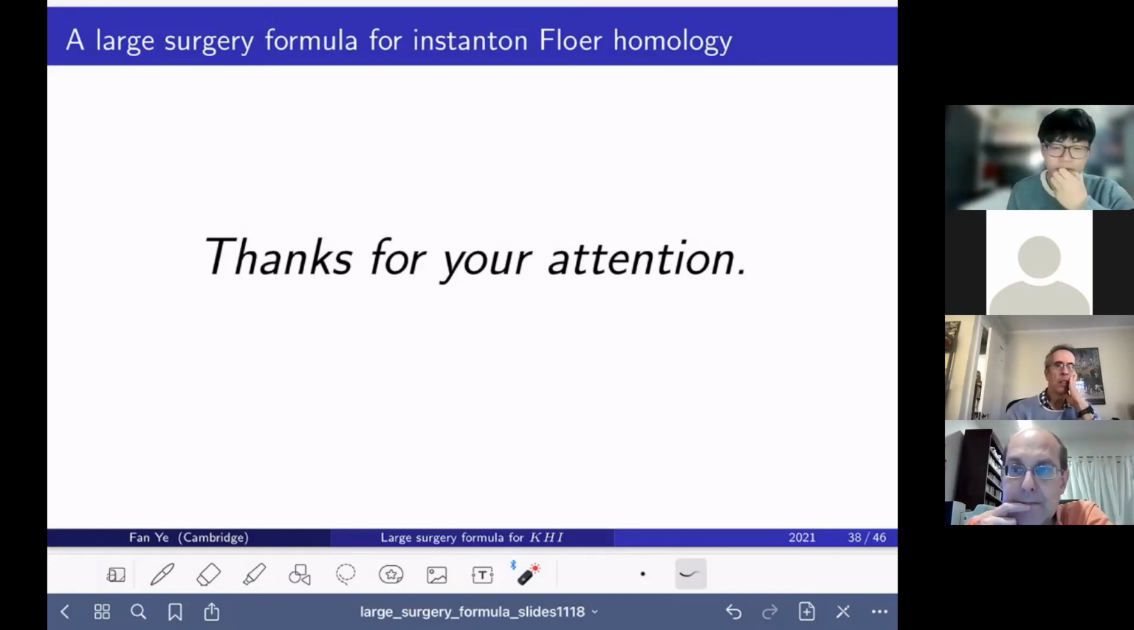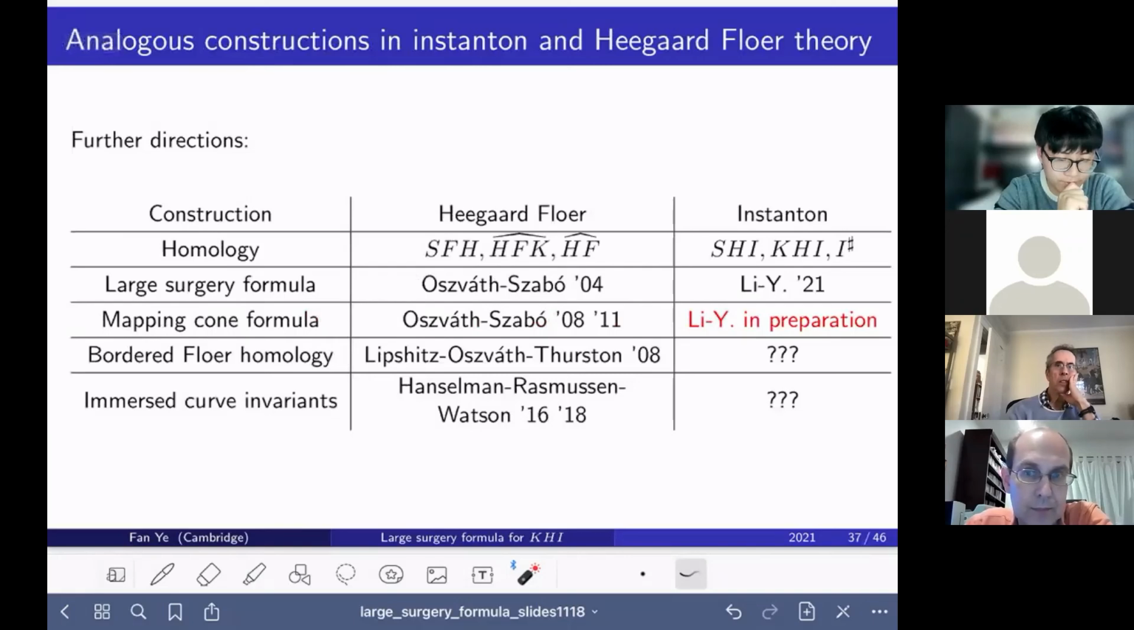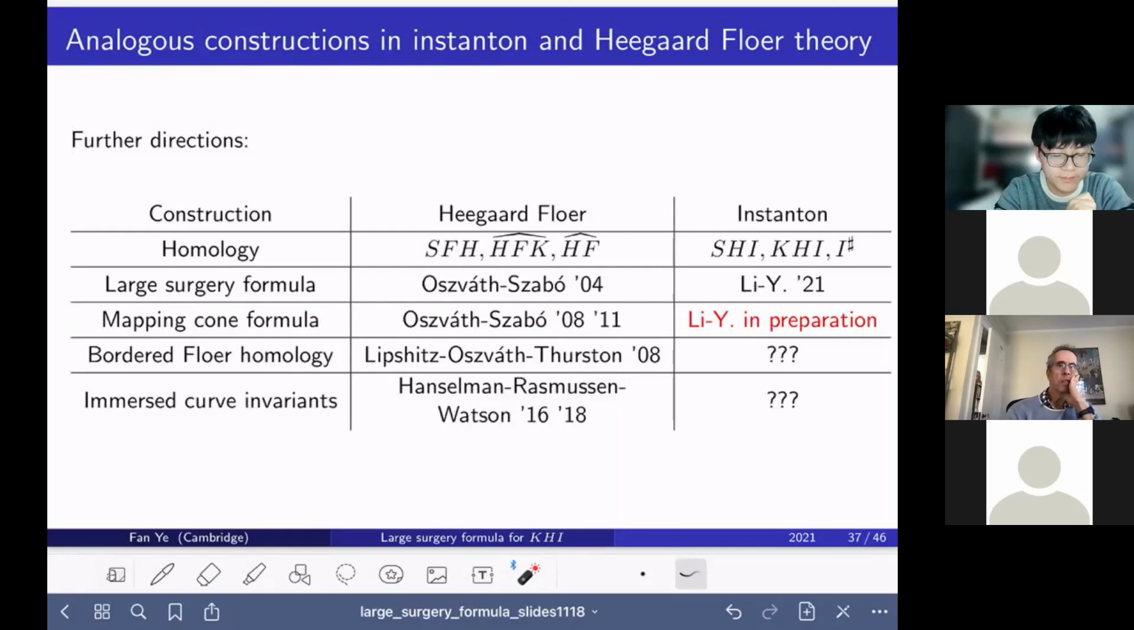Right, that's a good question. And indeed, what we are still doing is that we want to construct the bordered theory by the bypass maps. And I think maybe it's good to first understand better the mapping cone formula and then do something about bordered theory. Does this answer your question? Yeah.